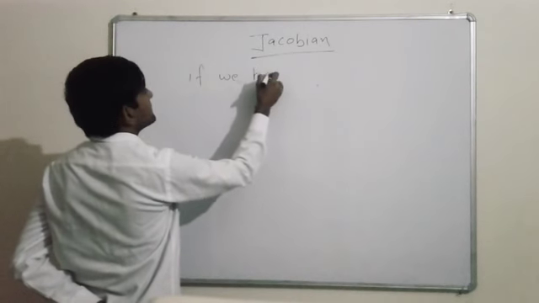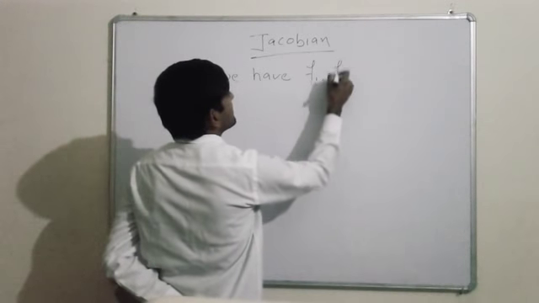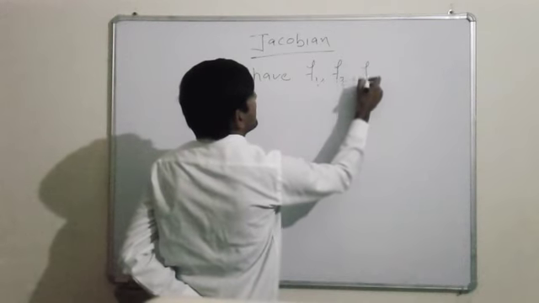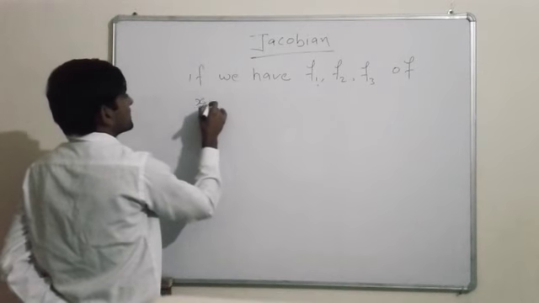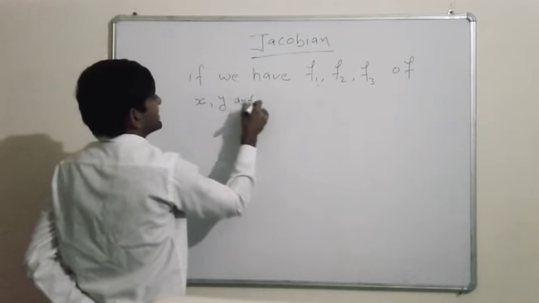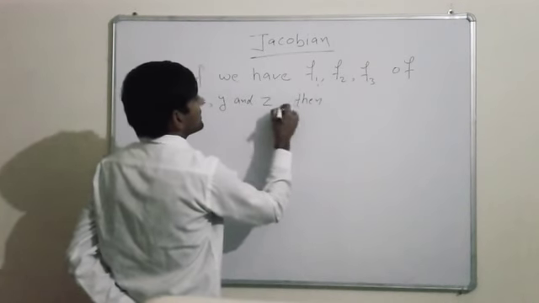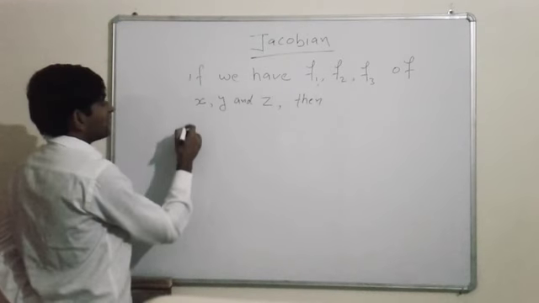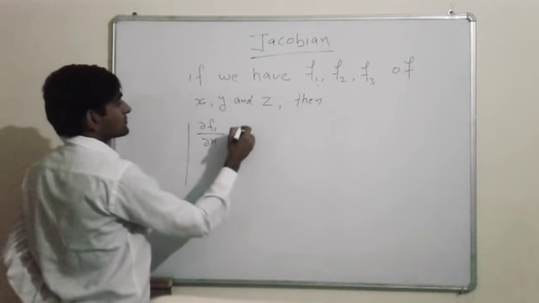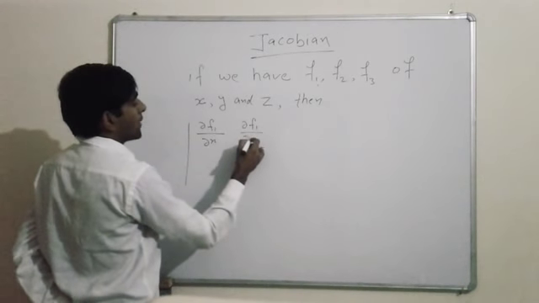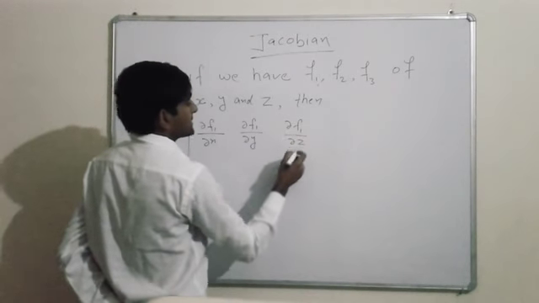If we have three functions f1, f2, f3 of x, y and z, then the determinant of del f1 by del x, del f1 over del y and del f1 over del z.